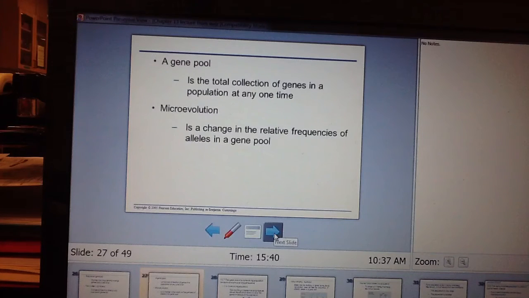With that idea, we have microevolution. What micro means is small evolution. So we're looking at small evolutions that happen, the evolution within a population. Anytime we change how often an allele, or a version of a gene, shows up in the gene pool, then we know evolution is happening, because we're changing how often a trait will show up.